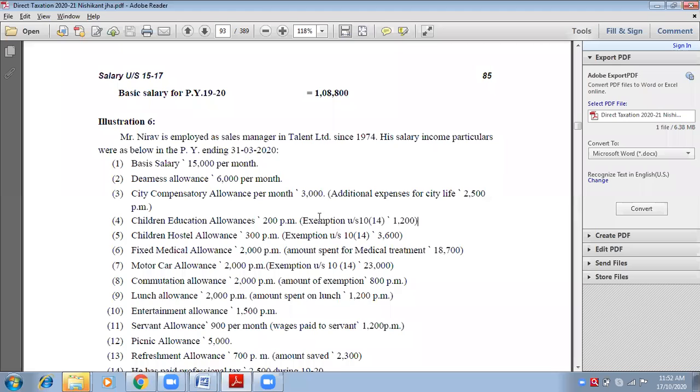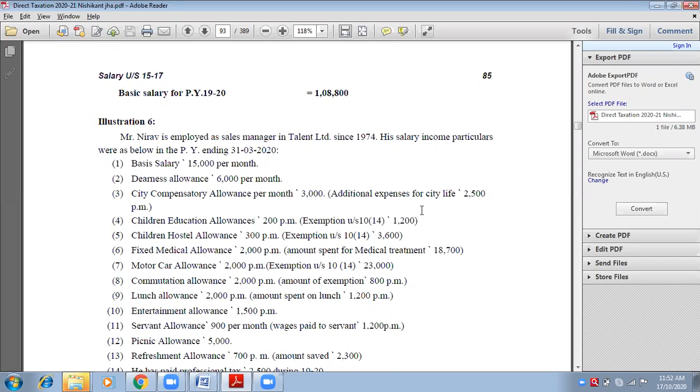Getting my point? Therefore only for one child it will be, because you have got it for one child, therefore exemption will also be available for only one child. If it is for two, then two children exemption will be available. Okay, for two children, the exemption limit will be there.